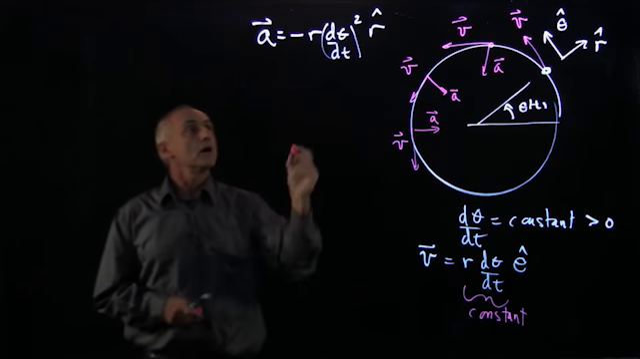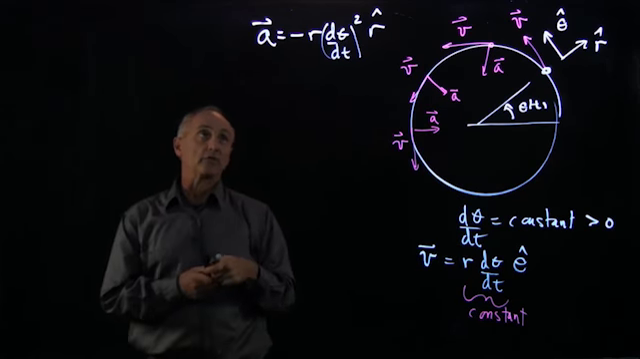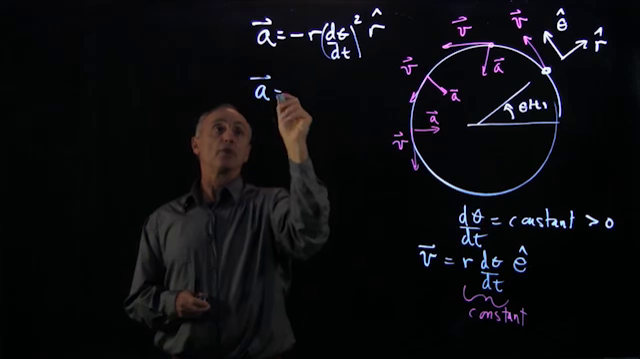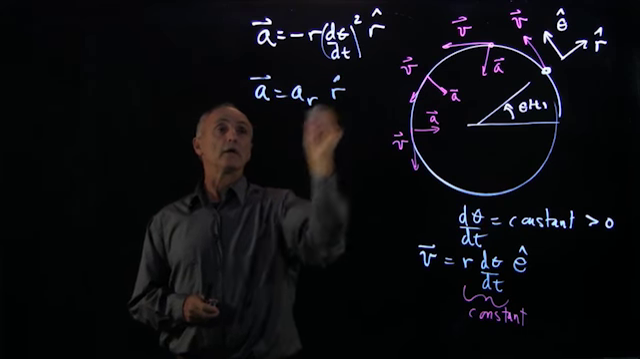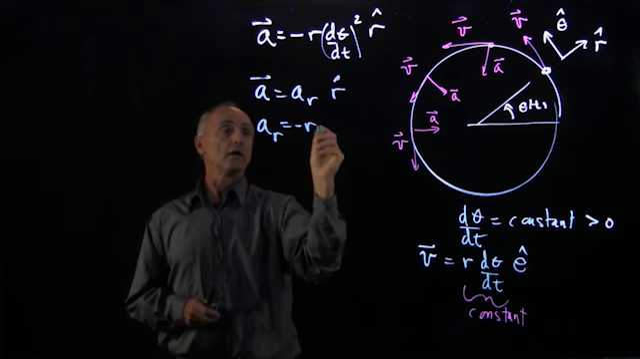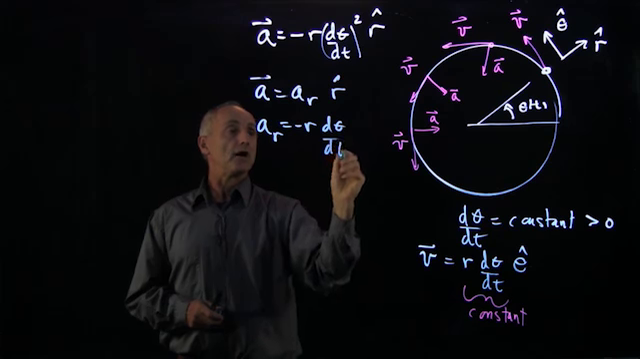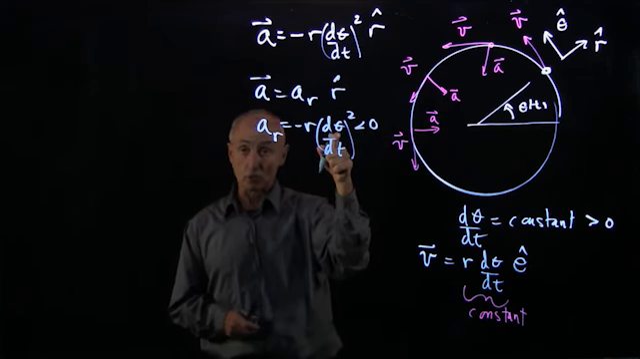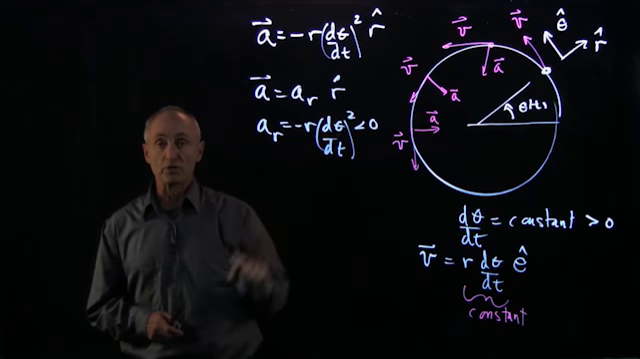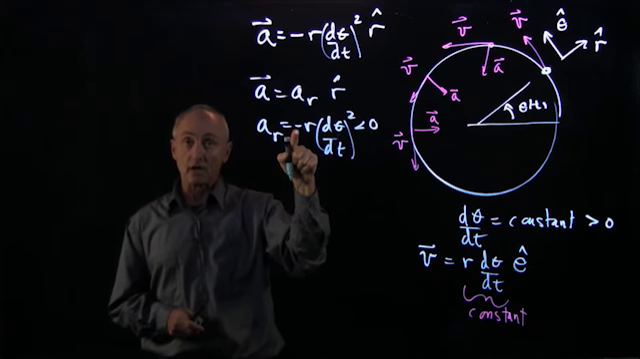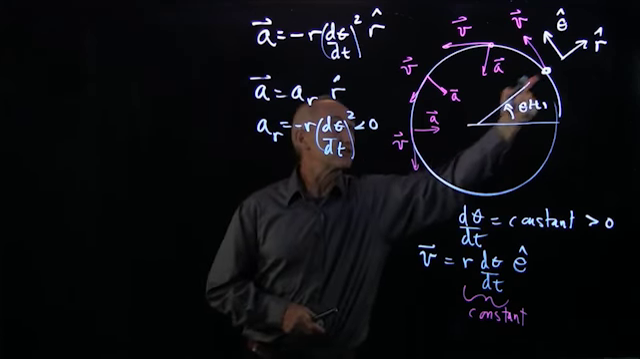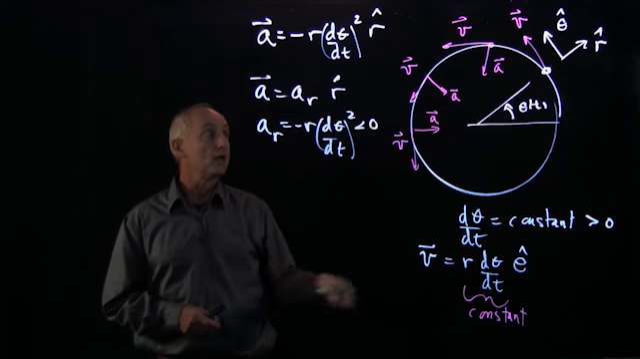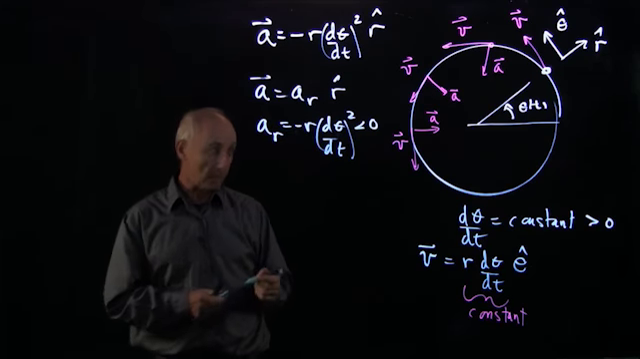Now, we can write that acceleration vector as a component a of r, r hat, where this component is given by minus r times d theta dt squared. It's always negative, because when you square this quantity, that's always a positive quantity. The minus sign, just to remember, means that the acceleration is pointing inward. Now, how can we think about that?